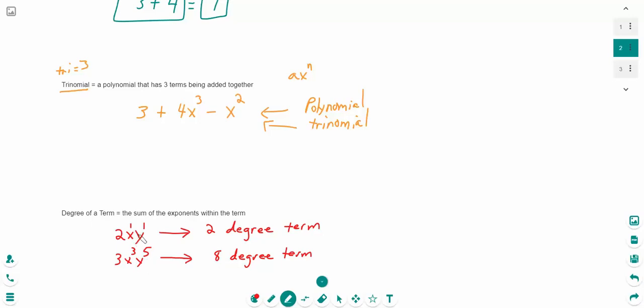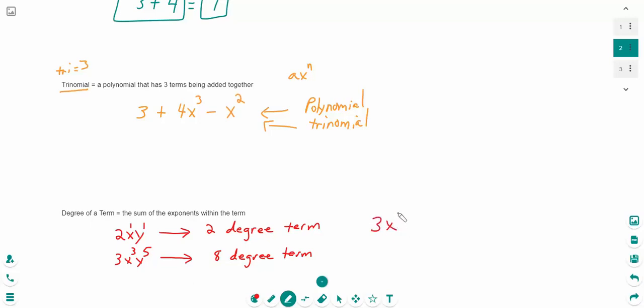Notice we're not actually multiplying or adding anything here. We're just using this as a way to describe these terms. So mathematically, we're not really doing anything. We're just adding up the exponents and describing it as that many degree term. Okay? So what would the degree for this term be?